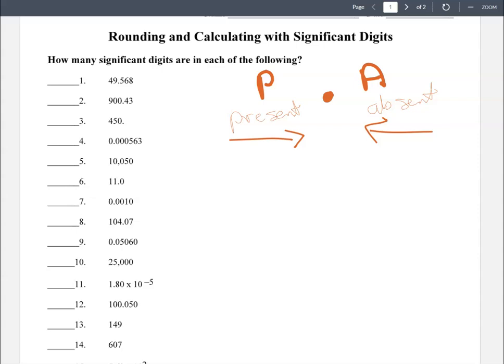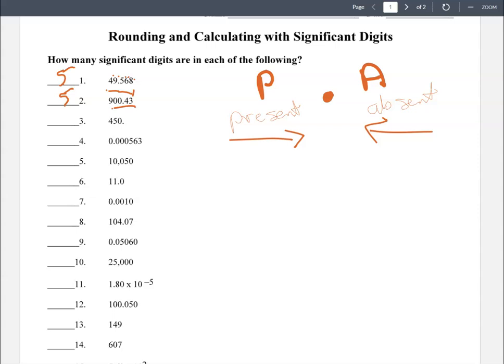49.568. We see a decimal, which means we are going to start from the left side, and we are going to go to the right-hand side. 1, 2, 3, 4, 5. That one has 5 significant figures. 900.43. A decimal is present. Start from the first non-zero. Count left to right. There are also 5 significant figures.